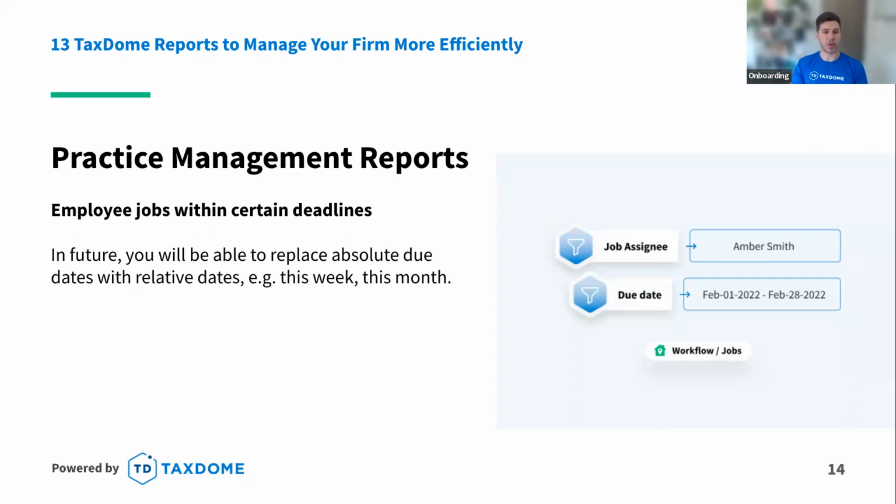And in the future, you're going to be able to replace the absolute due dates. Right here, this report says you have to put in February 1st to February 28th, but maybe you might want to save a report that says, I want to see all of the jobs due this month or this week that are assigned to Amber, and save that as a saved filter. You'll be able to do that. So right now you are only able to do absolute dates, but in the future, you'll be able to replace that with relative dates as well.